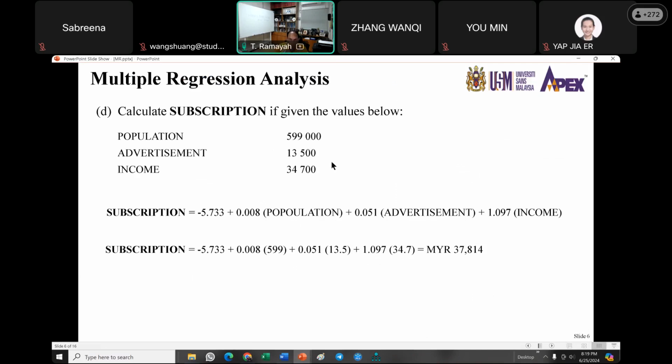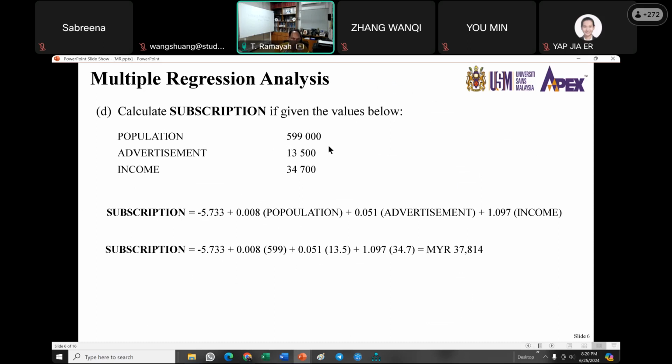This one, 34,700 is in thousands, right? So 34.7 you put in, okay? And that's how we get the number 37,814 Malaysian ringgit. You need to write Malaysian ringgit because the measurement of subscription is in Malaysian ringgit. Okay. Any questions on the substitution?